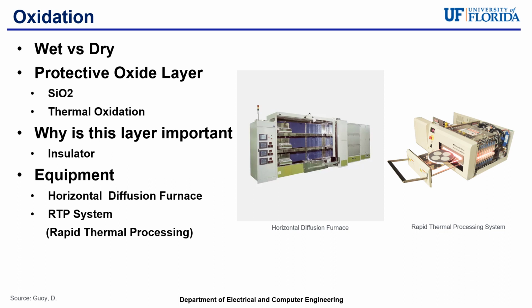To create this oxide layer, specific equipment will be used. A horizontal diffusion furnace is one type of equipment where wafers are heated in the presence of gases to form the oxide layer. Another piece of equipment used is the RTP system, which stands for Rapid Thermal Processing. This system heats the wafers quickly to form the oxide layer. Understanding oxidation is crucial because it is a fundamental step in ensuring the functionality and reliability of semiconductor devices.